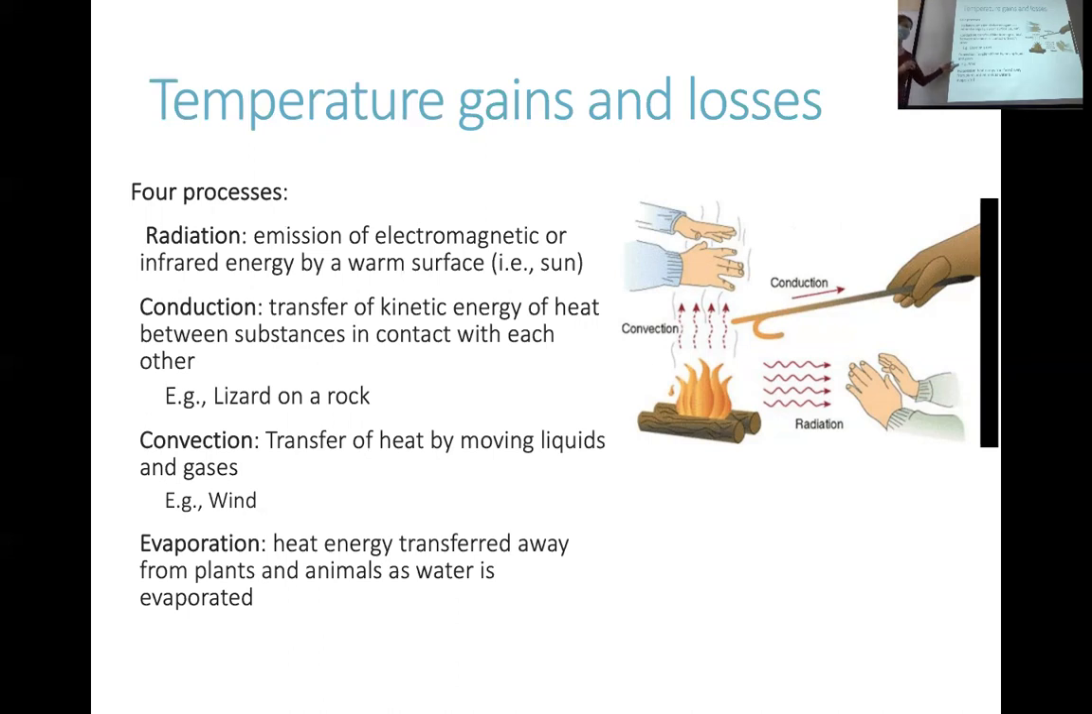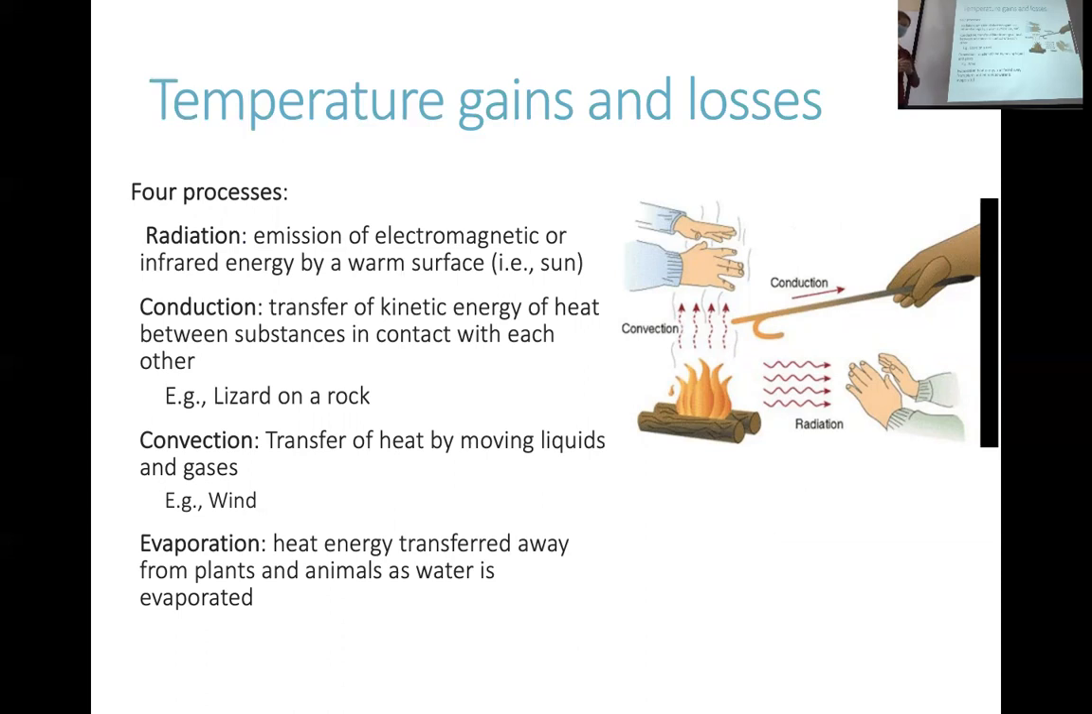Convection is essentially wind. So this is where heat is transferred through liquids and gases. Wind can transfer heat really efficiently. If there's a lot of wind, it'll cool down animals, plants. If there's not a lot, it'll have the opposite effect, obviously. So convection, think wind.